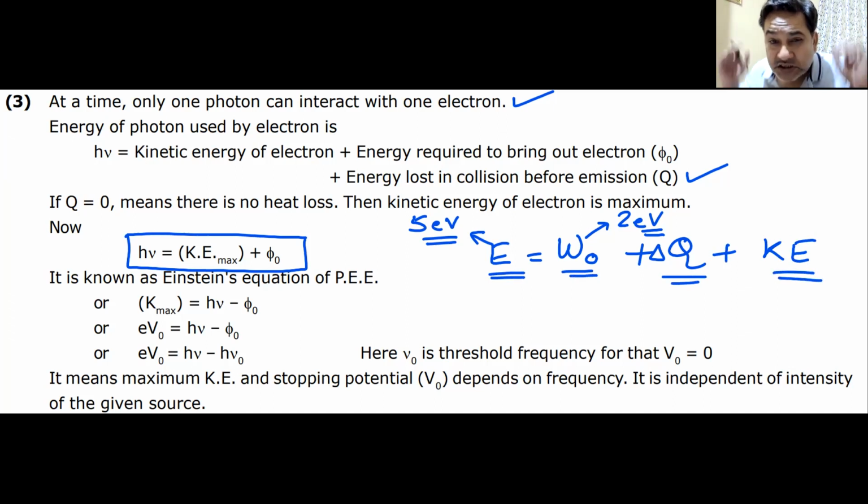So this is Einstein's equation. Law of conservation of energy, nothing else. This is Einstein's equation, where W naught stands for the work function, delta Q stands for energy which is lost during collision in the form of heat or any other form which cannot be utilized. Ke stands for the kinetic energy of the particle. Particle is the electron which is being liberated. I hope you understand this.